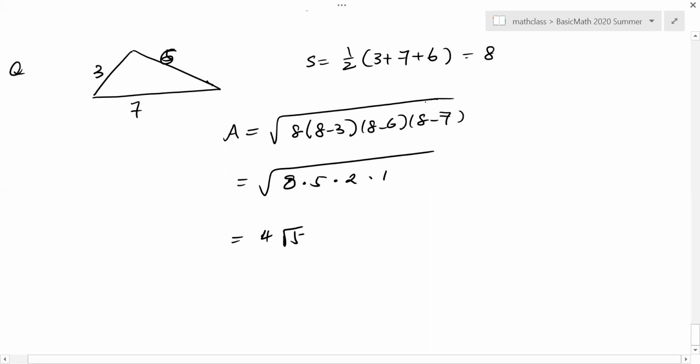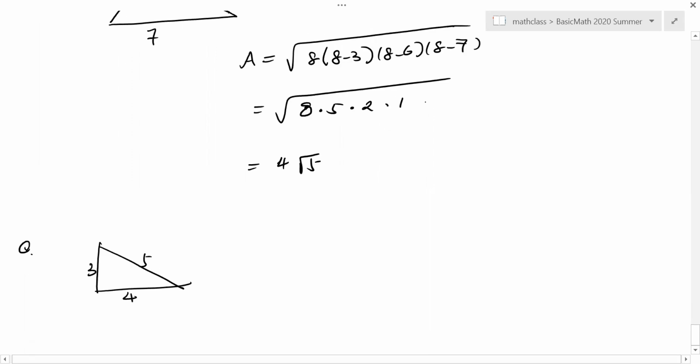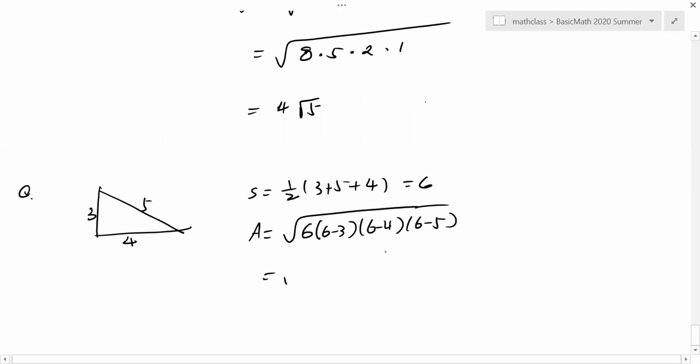Let's go back to the formula here. If you know it's a 3, 4, 5 triangle, you can also apply this formula to check whether it is correct. s is half of 3 plus 5 plus 4, which is 6. So the area is the square root of 6 times 6 minus 3, 6 minus 4, 6 minus 5. I get 6 times 3 times 2 times 1, so I get 6 squared, then I get 6. You can compute it directly.